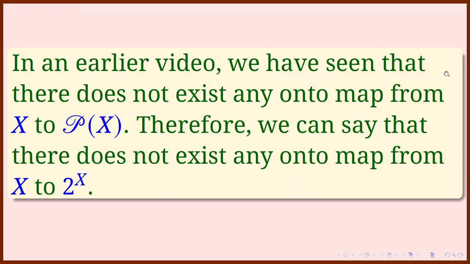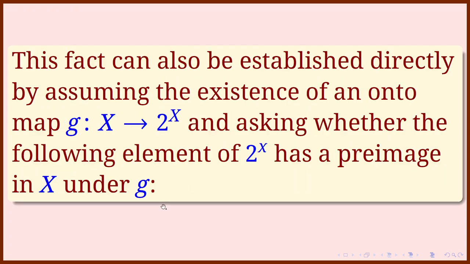In an earlier video, we have seen that there does not exist any onto map from X to P(X), the power set of X. Therefore, we can say that there does not exist any onto map from X to 2 to the power X also, because P(X) and 2 to the power X are bijective to each other. Now, this particular fact can also be established directly by assuming the existence of an onto map g from X to 2 to the power X, and asking whether the following element of 2 to the power X has a preimage under g or not.